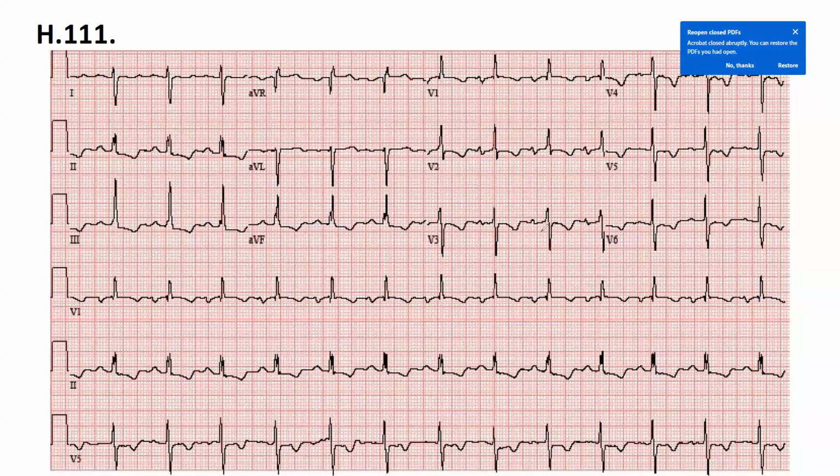So this is a rhythmic ECG, and there are 3.5 blocks between R waves, or almost 4, that's okay. So that's going to be 70, 80, okay, 80 beats per minute.